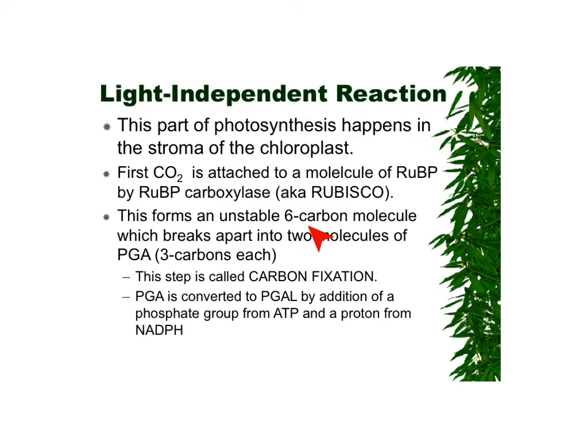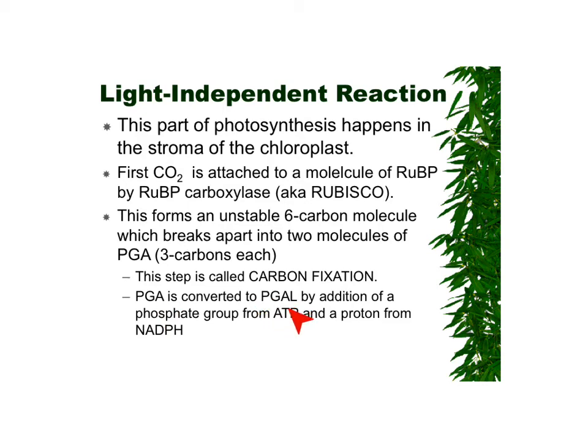This forms an unstable 6-carbon molecule, which breaks apart right away because it's unstable, and it breaks apart into 2 3-carbon molecules of PGA. This whole step from carbon dioxide being attached to getting to these 2 molecules of PGA is called carbon fixation. It's a way of the gaseous carbon being converted into a form that the cell can use. Right away, PGA is converted to PGAL.